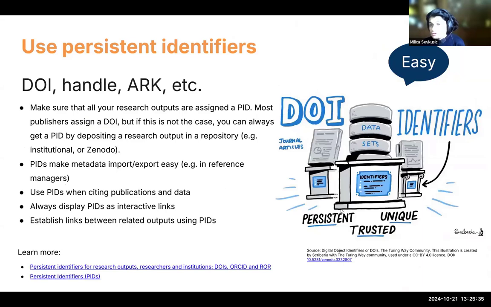Another thing is also using persistent identifiers. These are identifiers for usually articles, books, book chapters, research outputs, data, practically anything.